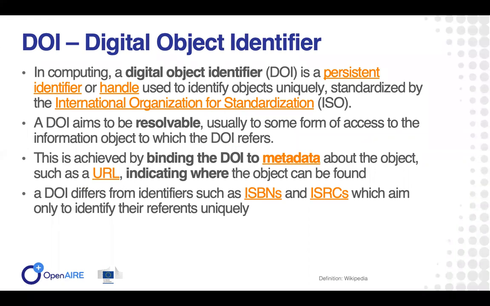A DOI is another kind of persistent identifier, and it is used to identify objects. It is a standardized identifier. So it is still a persistent identifier, but it's also standard. A DOI aims to be resolvable, and this is also a very important characteristic. What they do is bind the DOI to the metadata about the object, for example, a URL. So they will always tell you where to find the object.